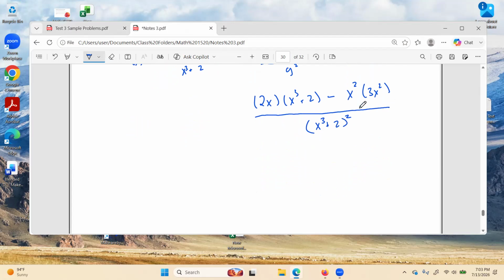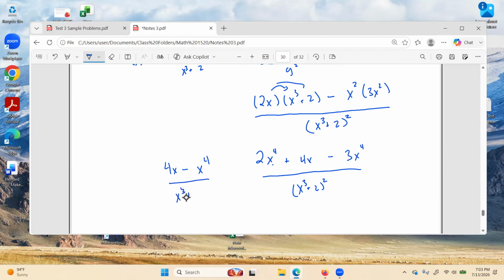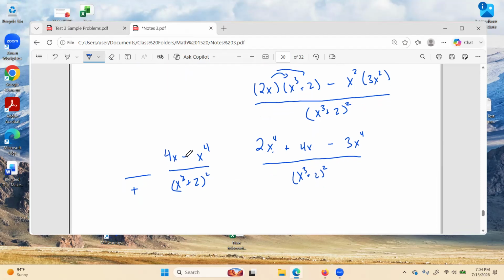Now we do have to figure out what's going on with the top. So I'm just going to distribute this out to see what we're working with here. I've got a 2x to the fourth plus 4x minus, and then we have a 3x to the fourth up here. And on the bottom, we still have x cubed plus 2 squared. Okay, if I go through the top here, we have 2x to the fourth minus 3x to the fourth. That's going to be minus x to the fourth, plus 4x, over x cubed plus 2 squared. Now, the bottom I know is always going to be positive because it's a squared number. Is the top going to be positive or negative?